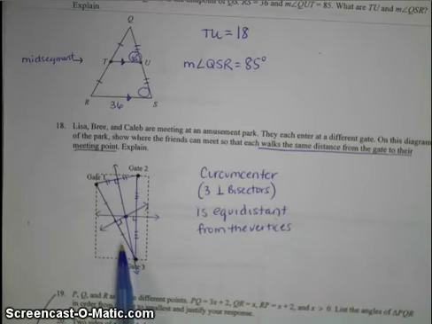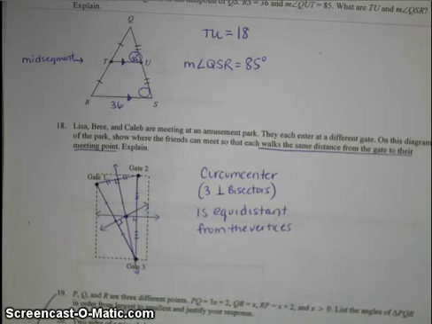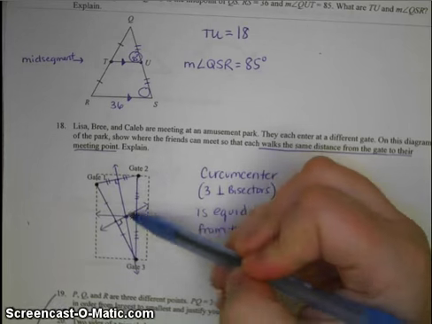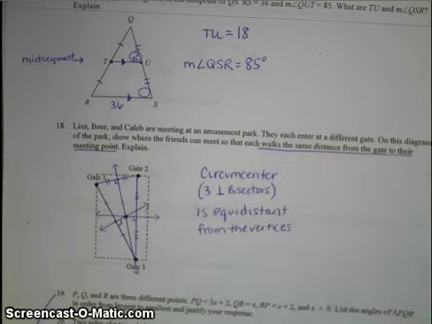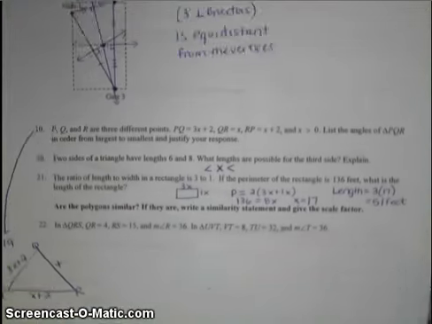Okay, so now I have the circumcenter marked. I've constructed all 3 perpendicular bisectors. Obviously with the multiple choice exam, you're not going to have to construct this, but we know that the circumcenter is going to be equidistant for each of those friends to travel to the same point. Alrighty. Number 19.